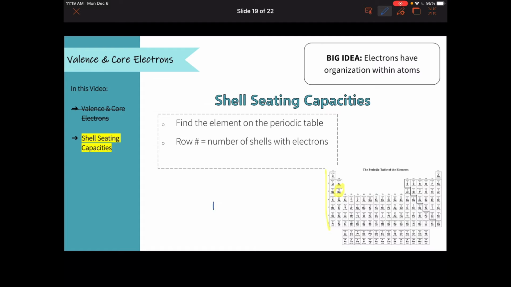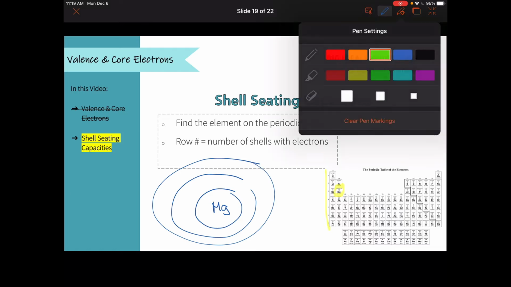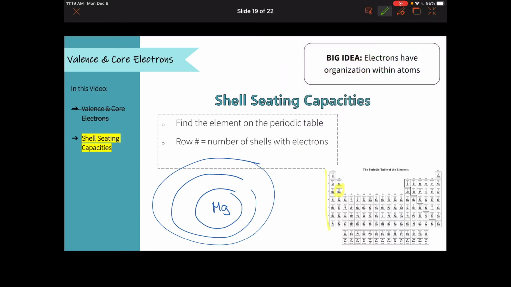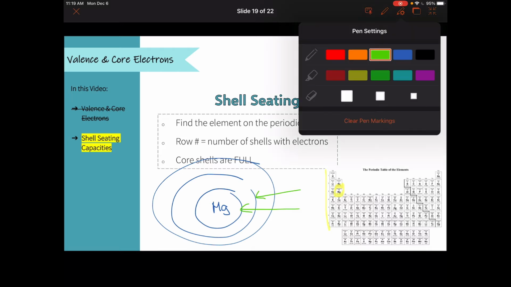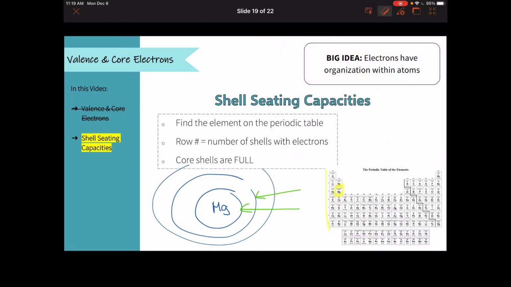So my row numbers are here, 1 through 7, and I see that magnesium is in the 3rd row. So I'm going to draw 3 rings. I'll just draw Mg, my symbol, to represent my nucleus, and then 3 rings around it. Since I have 3 rings, I know that the outermost one is the valence shell, and then my inner ones are core shells. Core shells are full. The first thing I want to do is know how many electrons are going to fit on each of those rings or shells. So I'm going to show you the trick for that, and then we'll come back to our model.